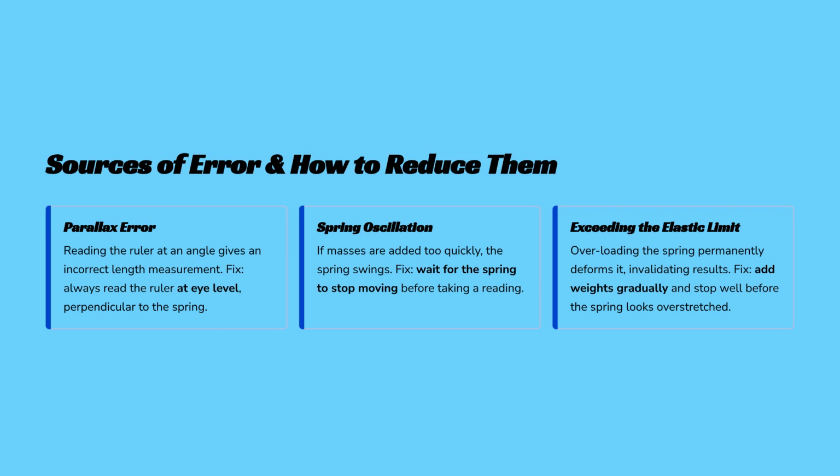To ensure accurate results, watch out for common errors. Parallax error occurs when reading the ruler at an angle, so always read at eye level. Avoid spring oscillation by waiting for it to stop moving, and never overstretch the spring, which causes plastic deformation.